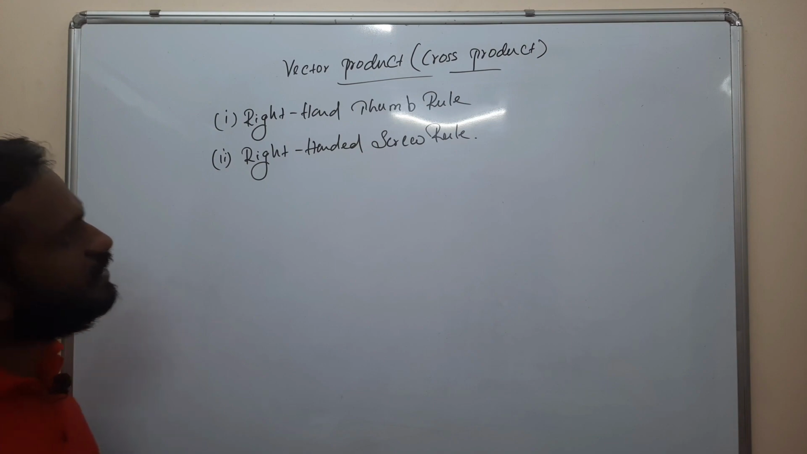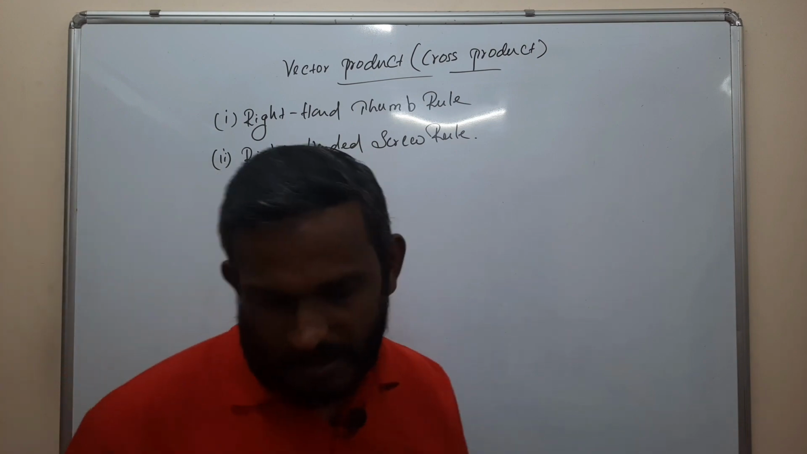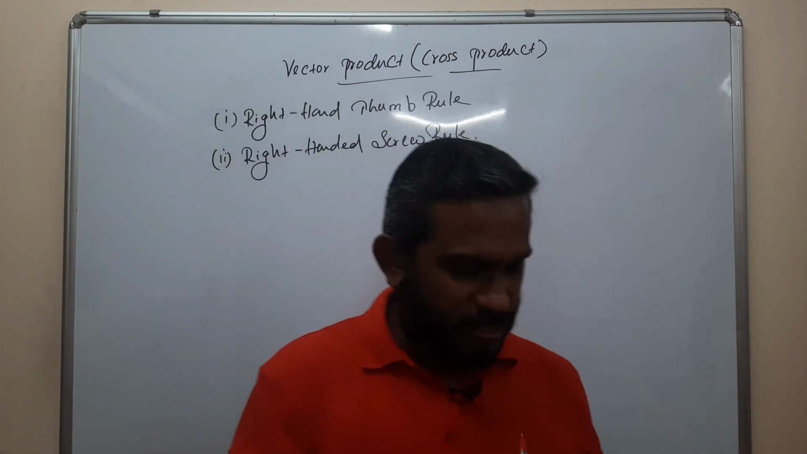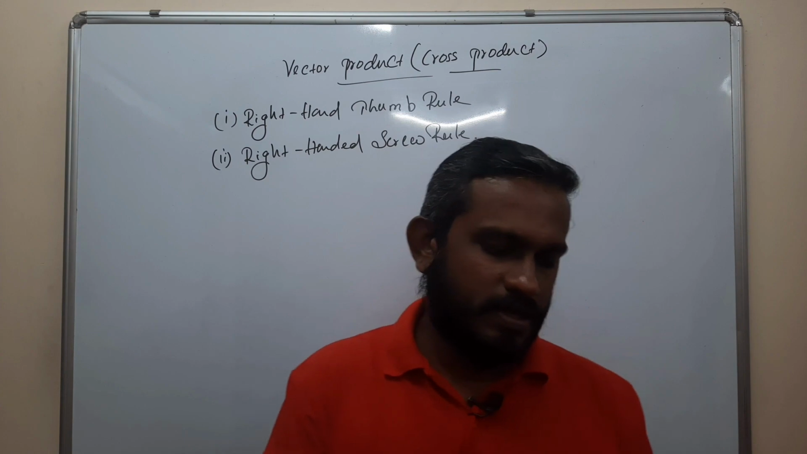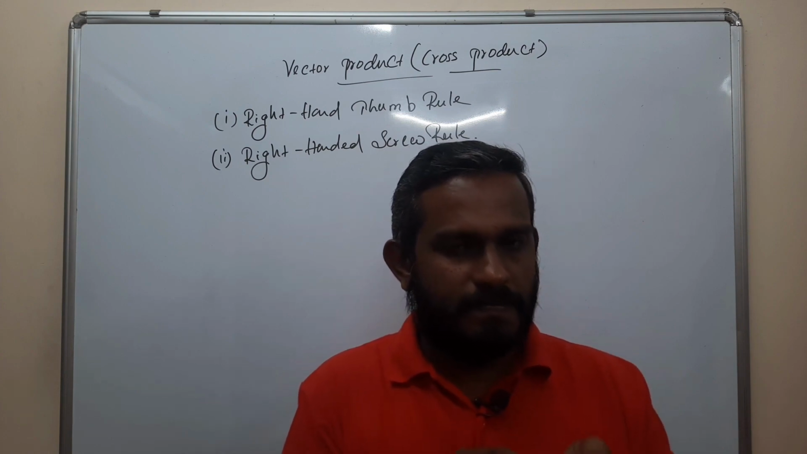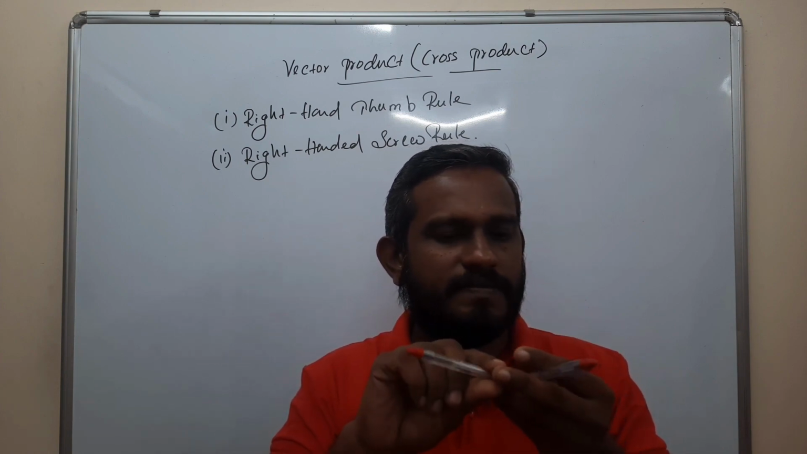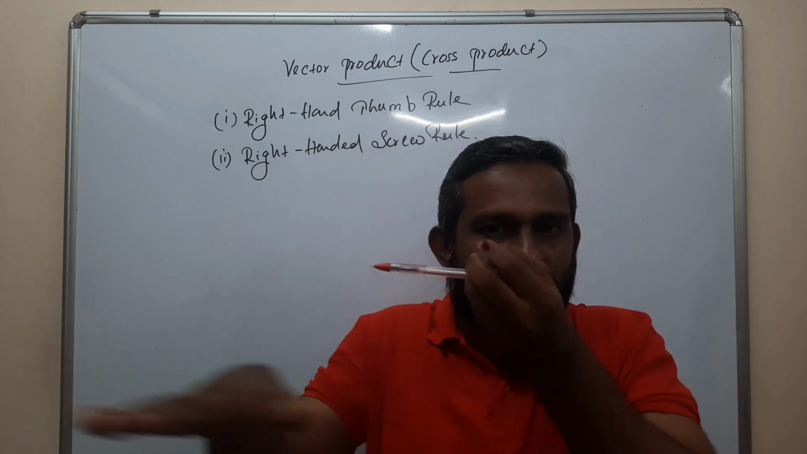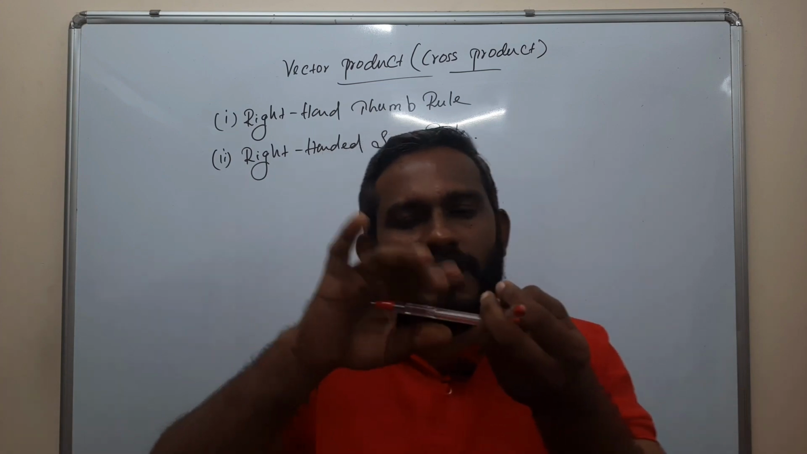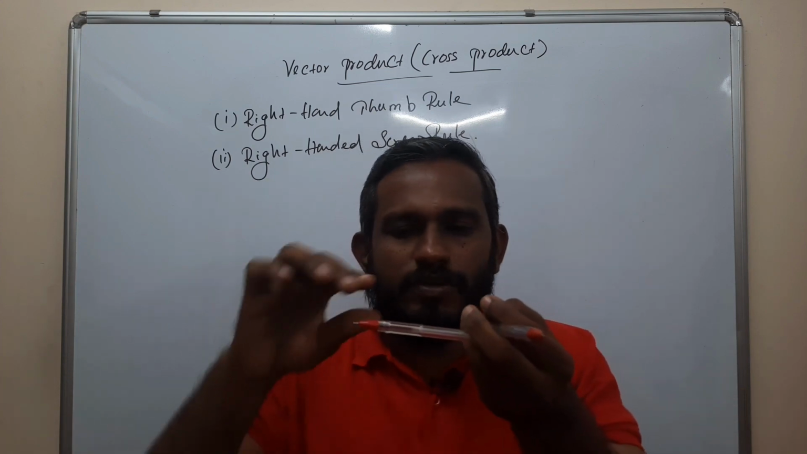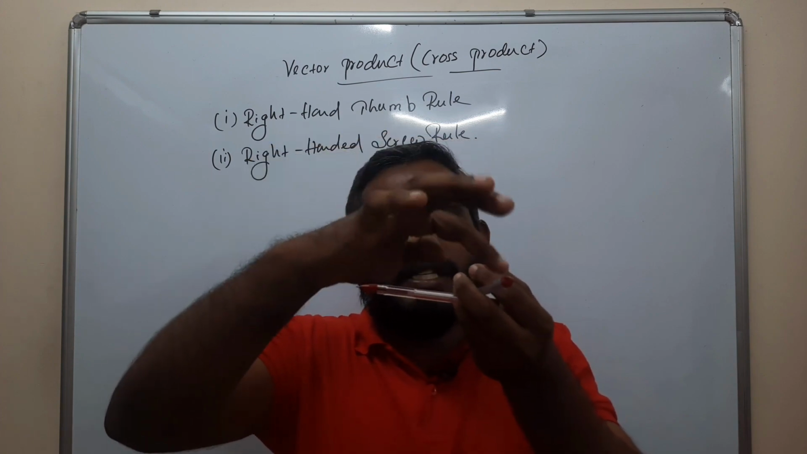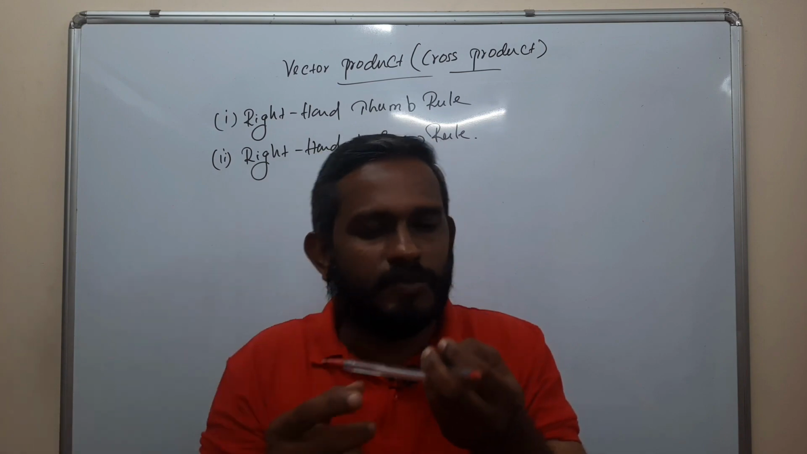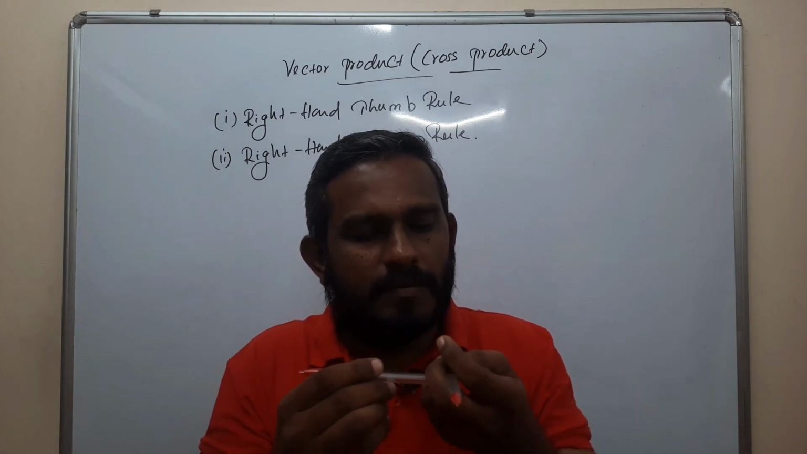First one, the right-hand thumb rule. So how can we find it? Consider these two vectors. Can you see that? Yes. Imagine this is a plane, and in this plane these two vectors are lying. This is the A vector, and this is the B vector, inclined at an angle theta. Clear?